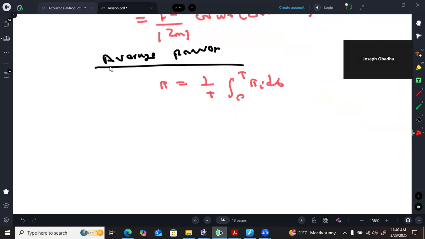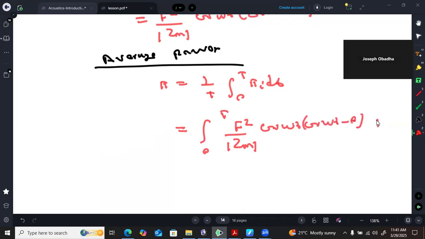And if we do that integration, let's integrate from 0 to T, F squared over Zm cos omega t cos(omega t minus theta) dt, then what we get will be equal to F squared over 2Zm cos theta.